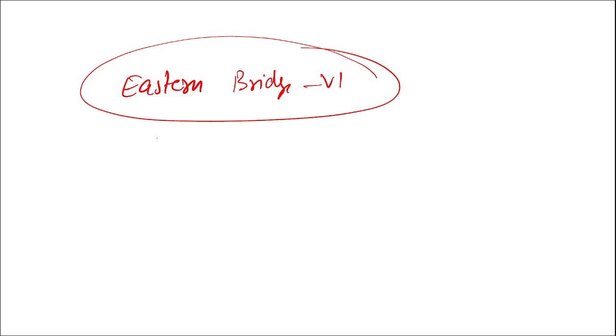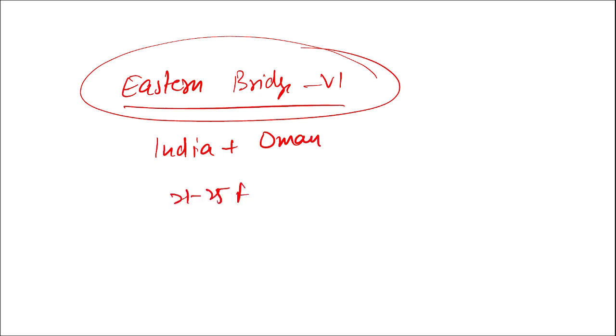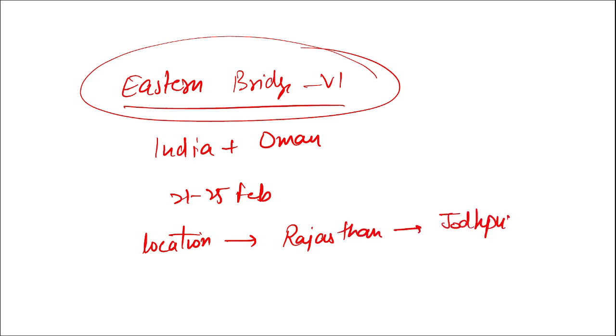All right, apart from this, if I ask you, Eastern Bridge 6, this was an exercise that was conducted between whom? It was conducted between India and Oman. When was this conducted? It was conducted from 21st to 25th of February. And where was it conducted? If location is asked, then you should also know it was conducted in Rajasthan. And in Rajasthan, it was conducted in Jodhpur.